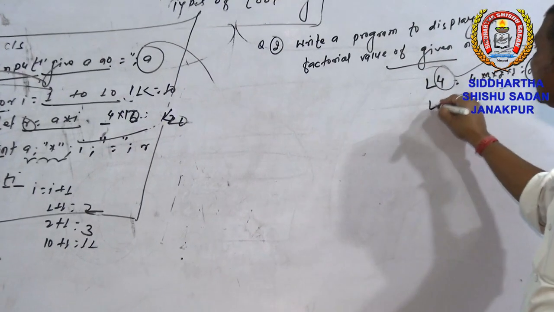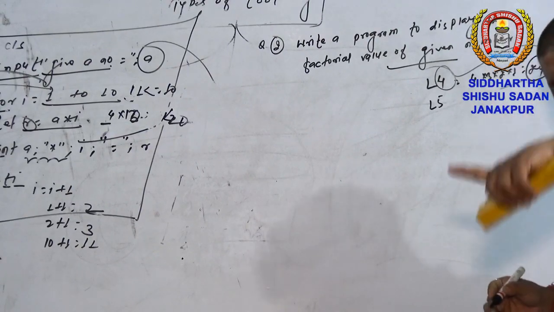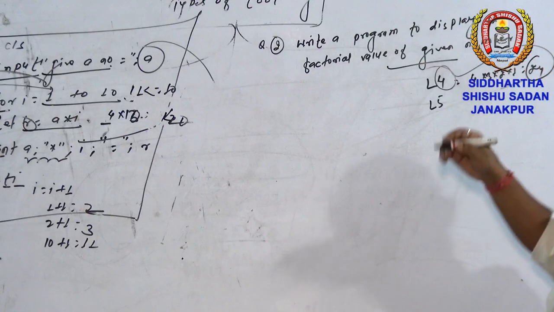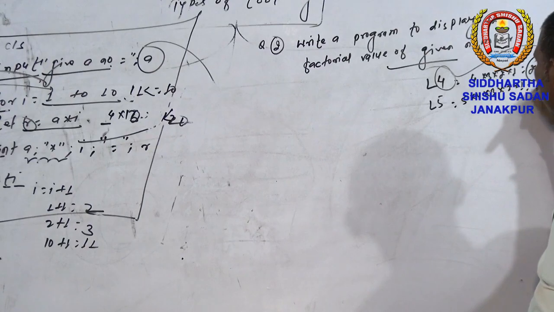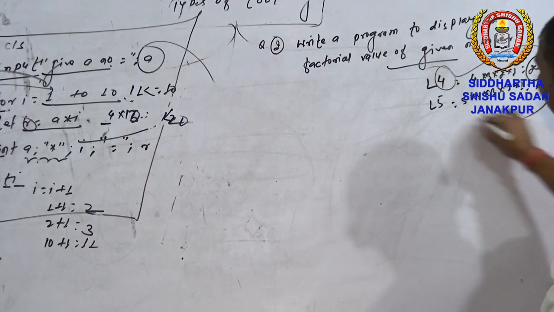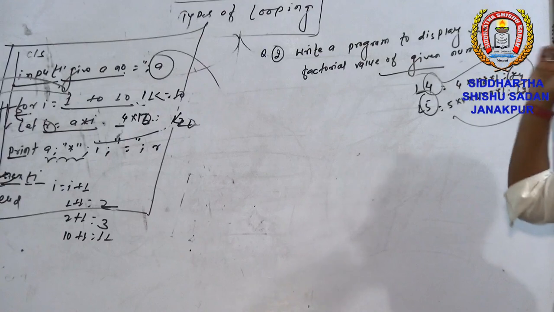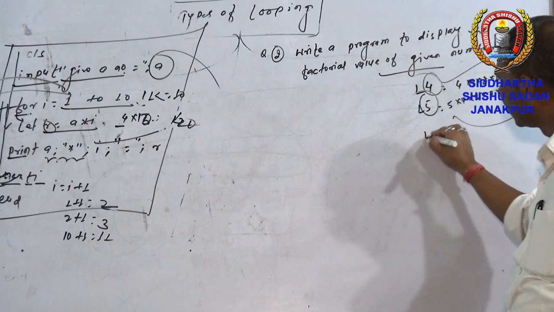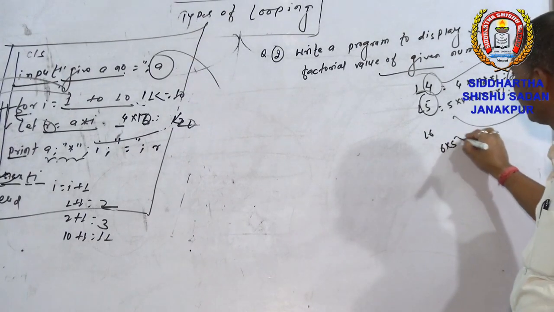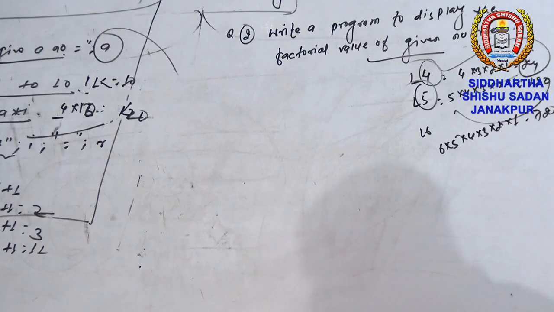Suppose you are going to take 5. To calculate the factorial value of 5, multiply 5 in descending order up to 1. That is 5 into 4 into 3 into 2 into 1 equals 120. The 120 is the factorial value of 5. Whatever number you are going to take, multiply that number in descending order down to 1 to get the factorial value. So let us see, suppose 6: 6 into 5 into 4 into 3 into 2 into 1 equals 720.